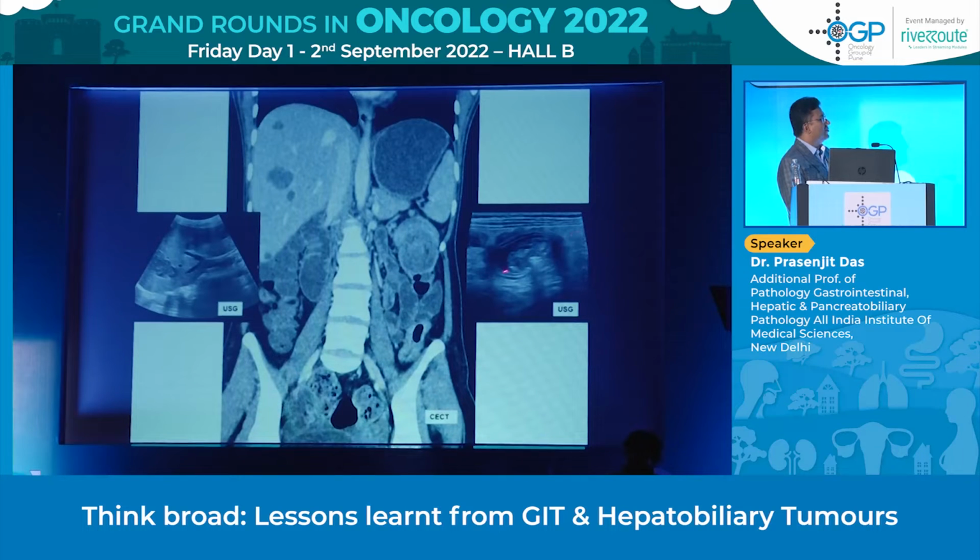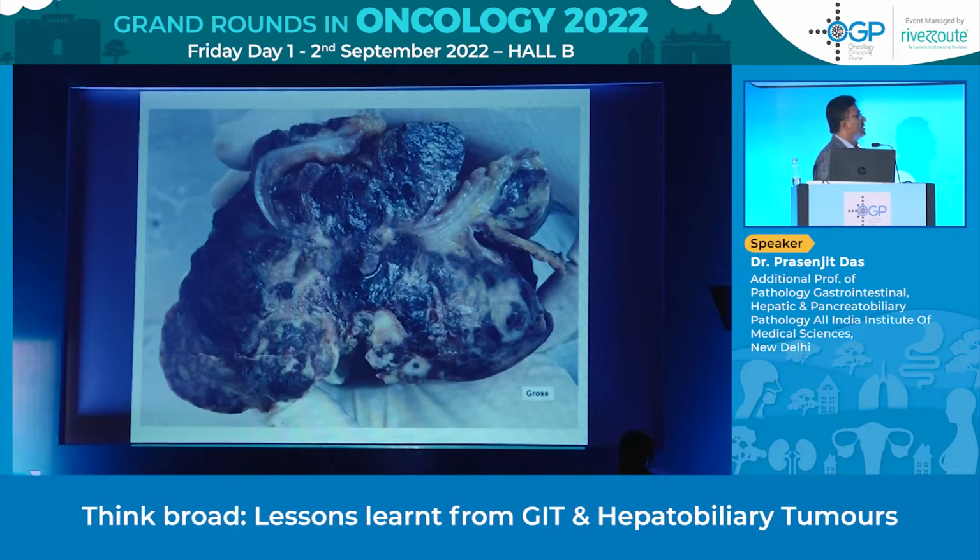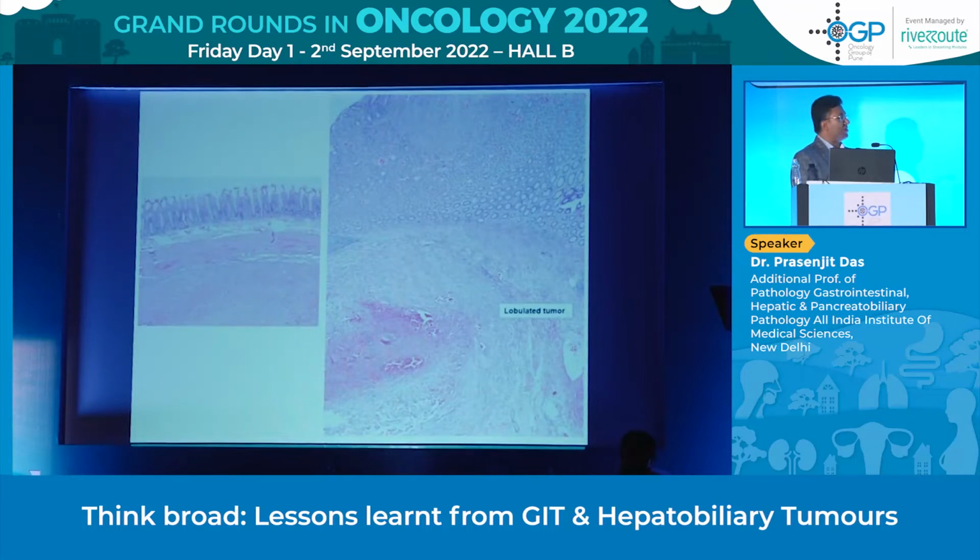USG also showed a polypoidal growth, infiltrating the wall, and intussusception is also present. And this is the gross of the tumor. You can see a large part of the tumor is polypoidal, projecting into the lumen. But the predominant part of the tumor is going transmurally, and it is infiltrating adjacent serosa and fat. So it is highly aggressive in this gross appearance.